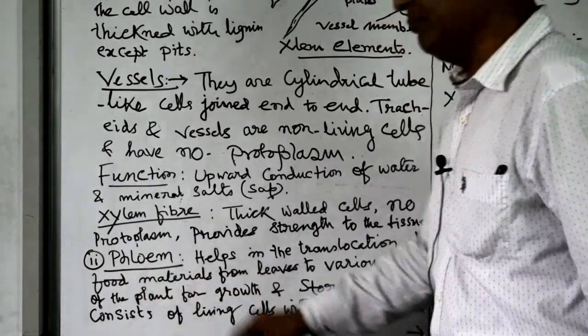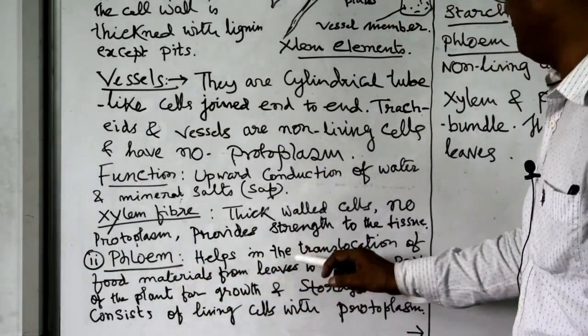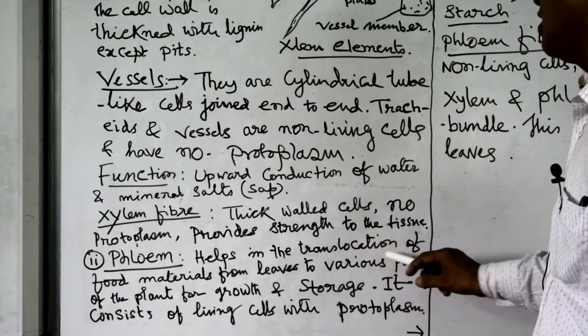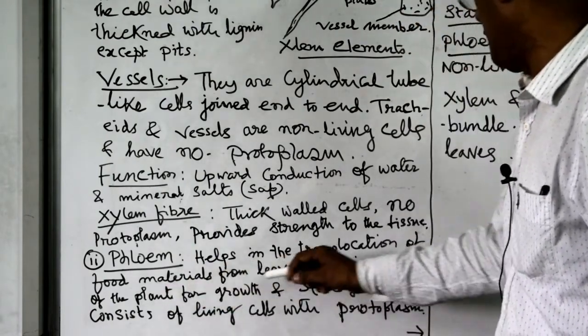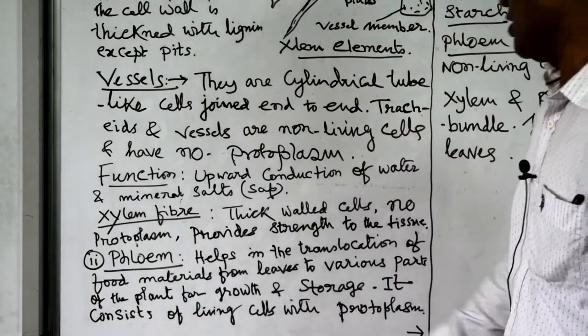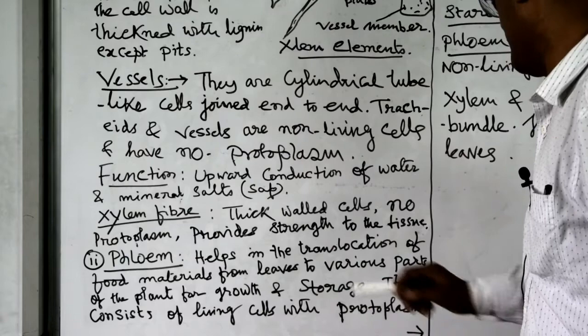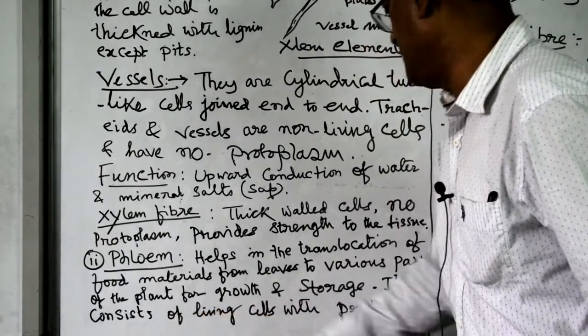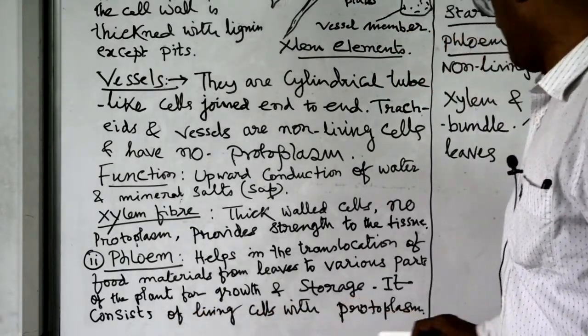Number 2, phloem, which helps in the translocation of food materials from leaves to various parts of the plant for growth and storage. It consists of living cells with protoplasm.